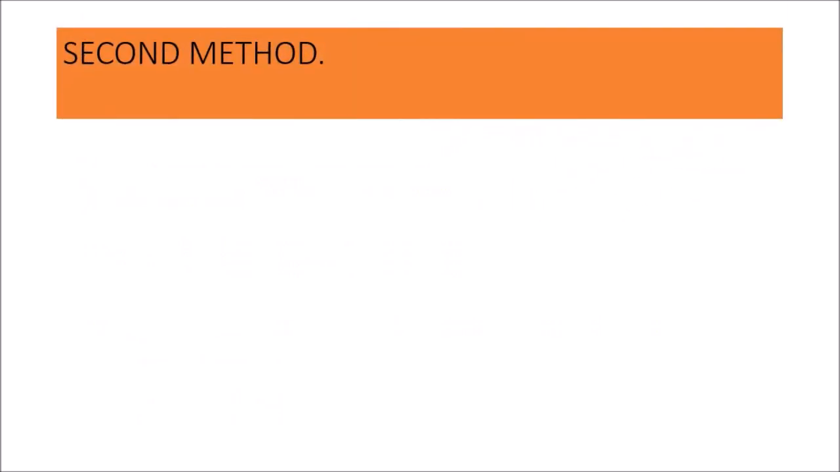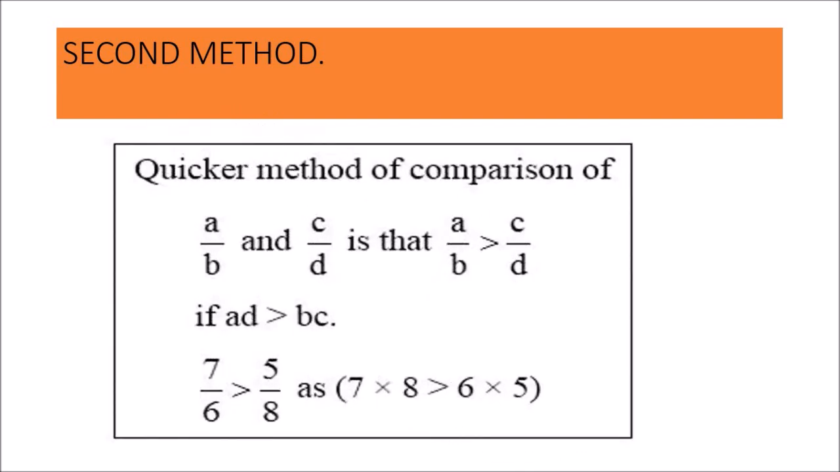Now we have the second method. Second method is the cross multiplication method. This is very simple. If we have two rational numbers a upon b and c upon d, then we can say that a upon b will be greater than c upon d if a into d is greater than b into c.